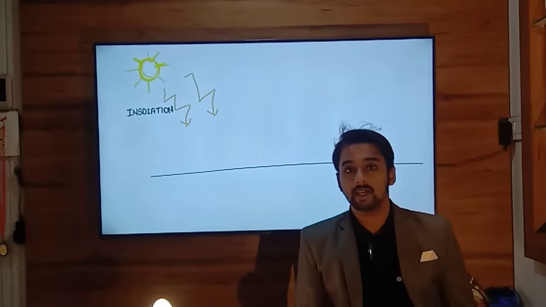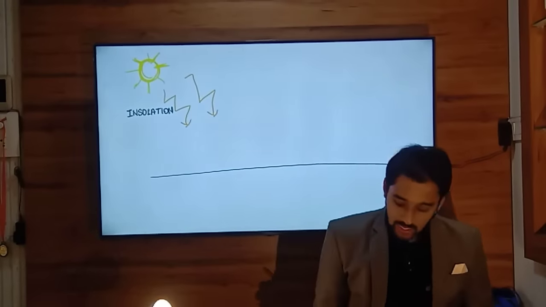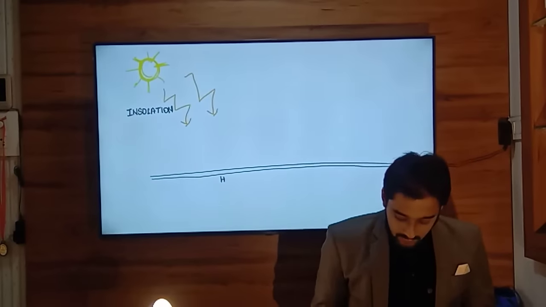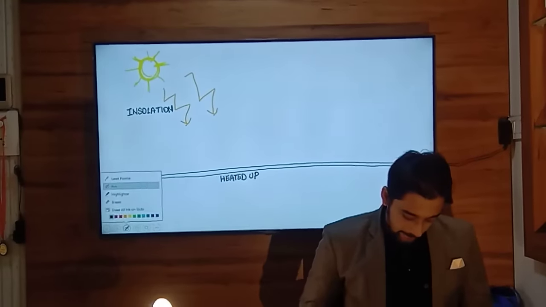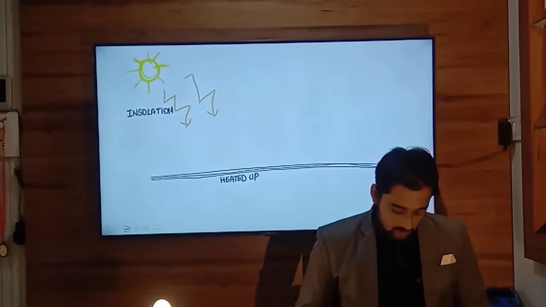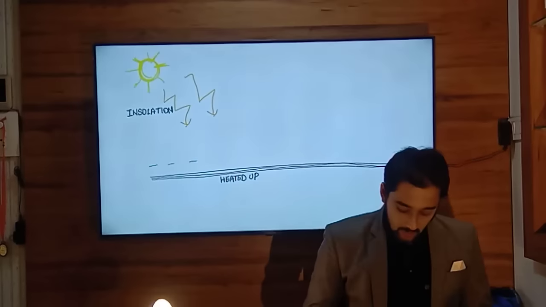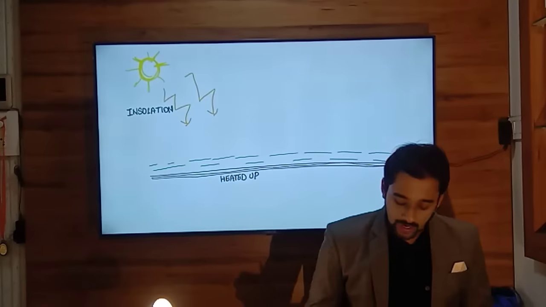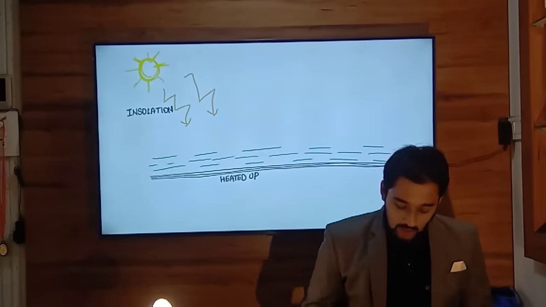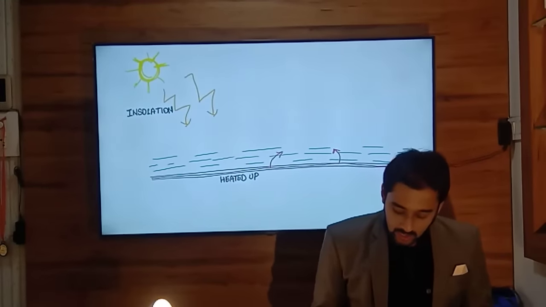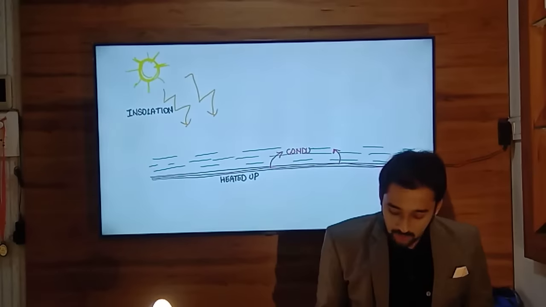Now during daytime, when we receive heat from the sun or solar radiation, the land surface gets heated up. As a result of this, the layer of air or the layer of atmosphere which is close to the land, or in contact with the land, will also get heated up because of the process of conduction.